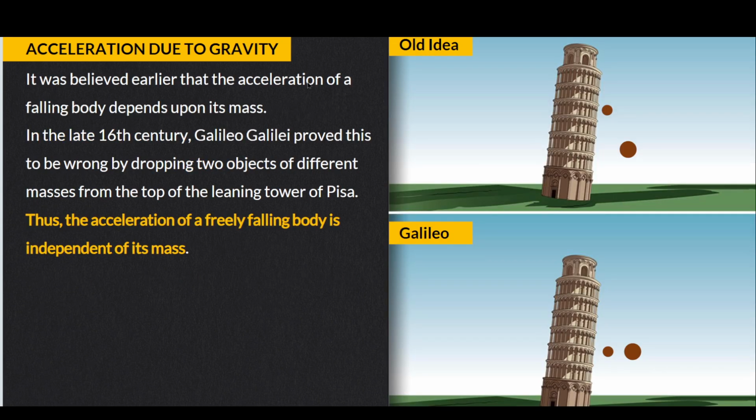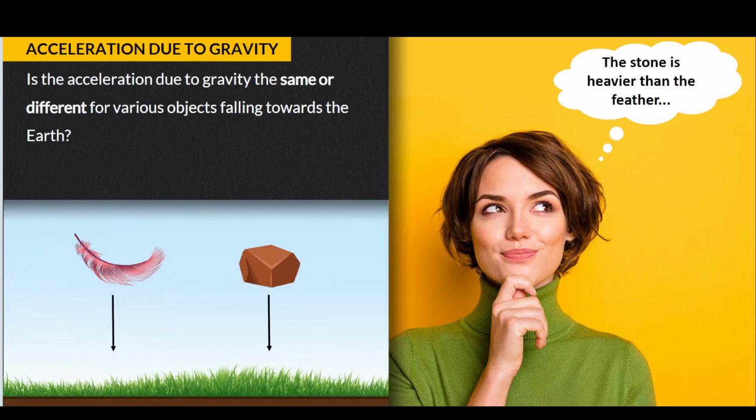So, acceleration due to gravity. It was believed earlier that the acceleration of a falling body depends on its mass, but in the 16th century Galileo proved this to be wrong by dropping two objects of different masses from the top of the Tower of Pisa. So the acceleration of a freely falling body is independent of its mass. It does not depend on the mass. It is always 9.8 meters per second squared.